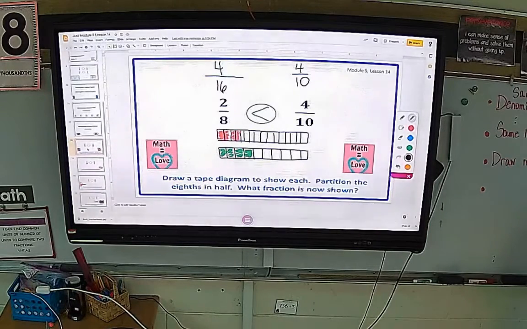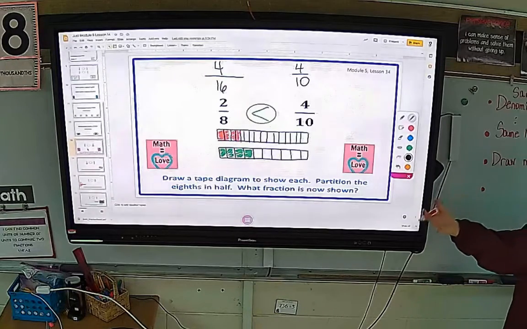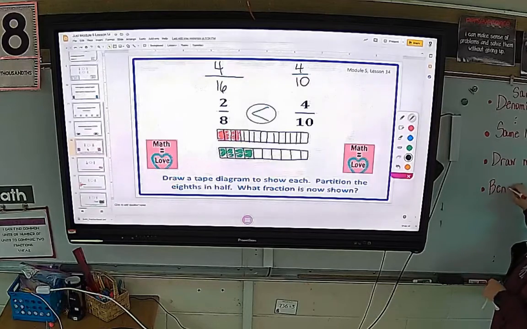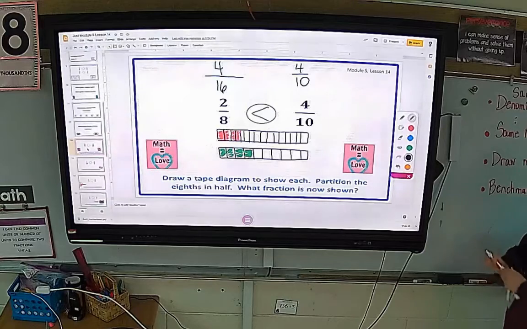Benchmark numbers. And actually, that can really stand by itself because sometimes we start using benchmarks without the number line. We'll think to ourselves, we'll reason, hey, that fraction's close to 1/2. Hey, that fraction's closer to 1. We start using the benchmarks on the number line, but then we start using them even without the number line. So we'll put that by itself. Benchmarks. Okay, I'll stop there for right now.